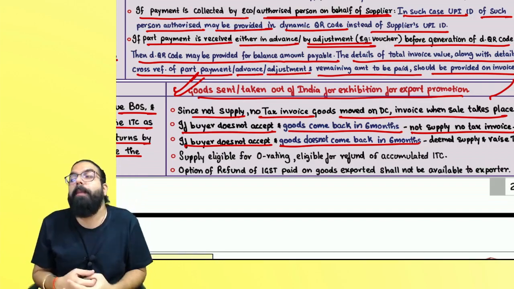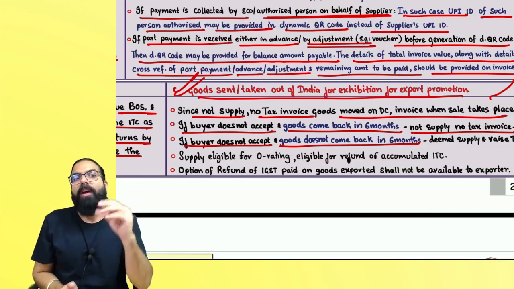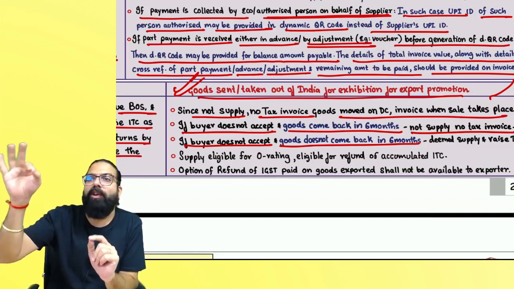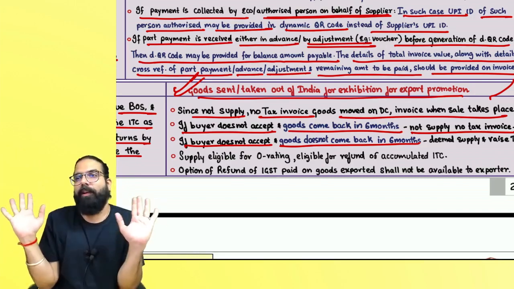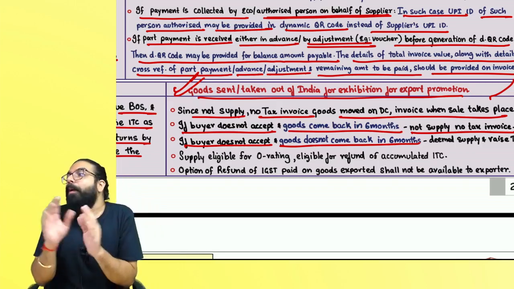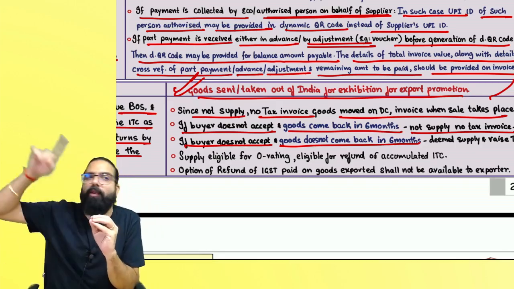Remember one thing over here: for payment of GST, you have to be careful. When you are sending the goods, at that time it was not a supply, so it was not a zero rated supply. So you can't pay IGST and export. That route is not available. But you can give an LUT or bond and you can export.